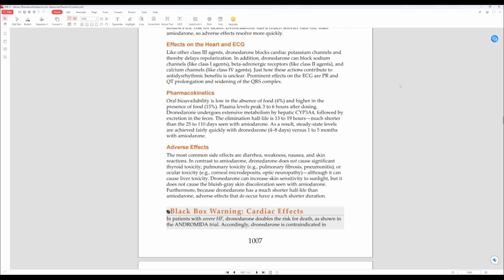So, its pharmacokinetics. Oral bioavailability is low in the absence of food and higher in the presence of food. Plasma levels peak in 3 to 6 hours after dosing. Dronedarone undergoes extensive metabolism by hepatic CYP3A4, followed by excretion in the feces. The elimination half-life is 13 to 19 hours, much shorter than the 25 to 110 days seen with amiodarone. As a result, steady-state levels are achieved fairly quickly with dronedarone, which is 4 to 8 days, compared to the 1 to 5 months.